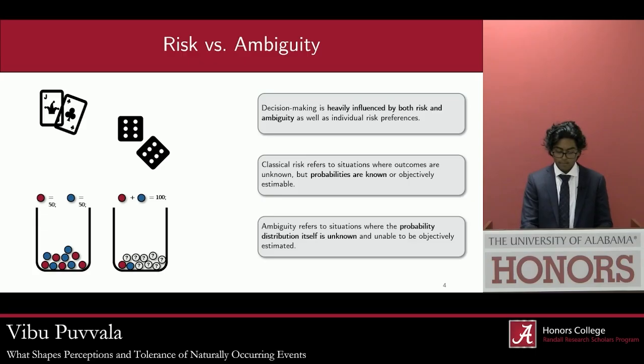You may not know what's going to happen, but you can estimate the odds of the outcome that you may or may not want. Ambiguity, however, refers to situations where the probability distribution itself is unknown and is unable to be estimated in an objective way. The Ellsberg urn is a classic example of this, where an urn that has 50 red and 50 blue marbles is a great example of classical risk, where you may not know what's going to happen, but you do know that there's a 50-50 shot of drawing either color of marble. An urn where you don't know how many red or how many blue marbles are in there, however, you don't know the odds, and that is a more ambiguous situation.